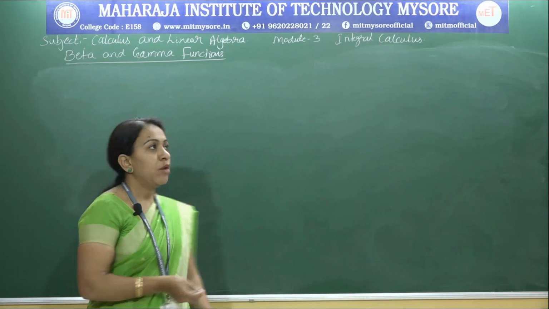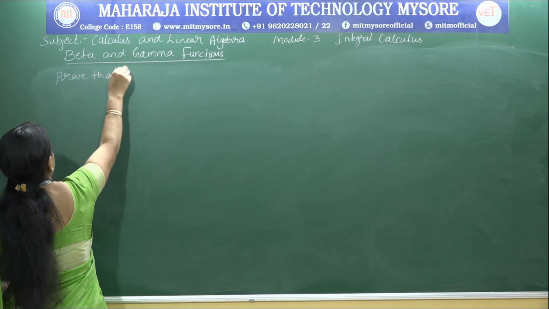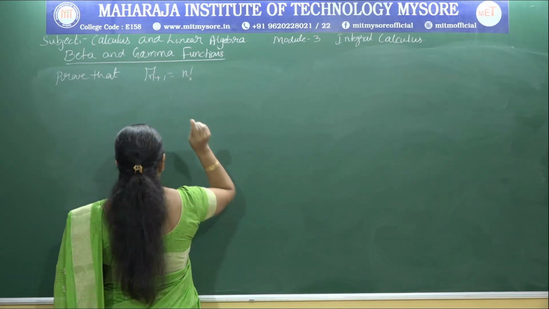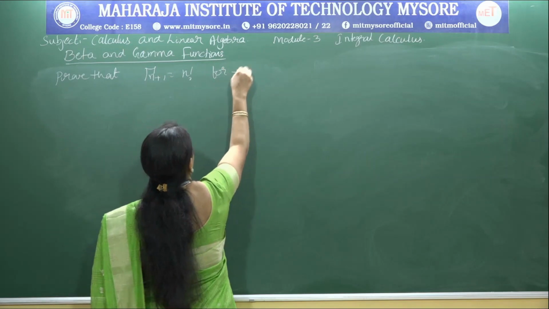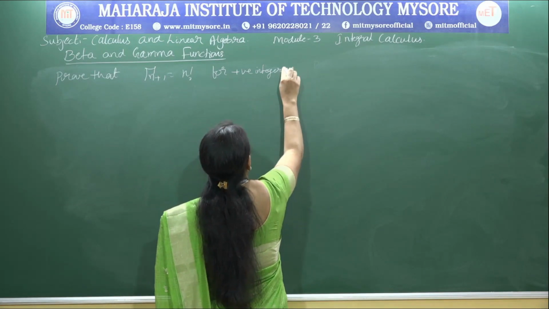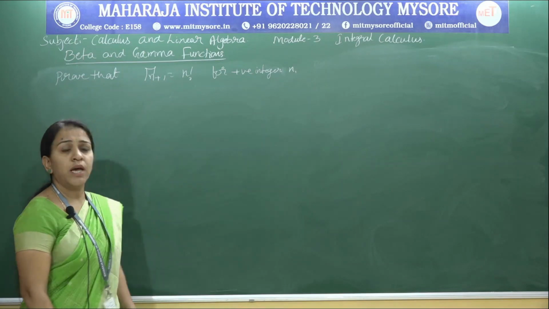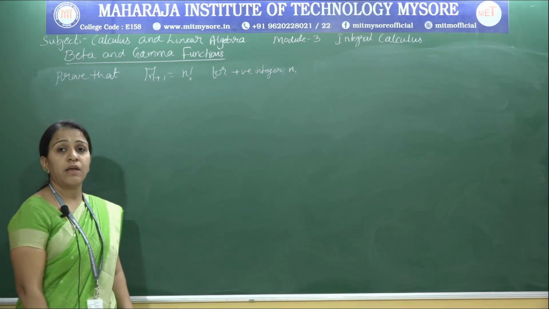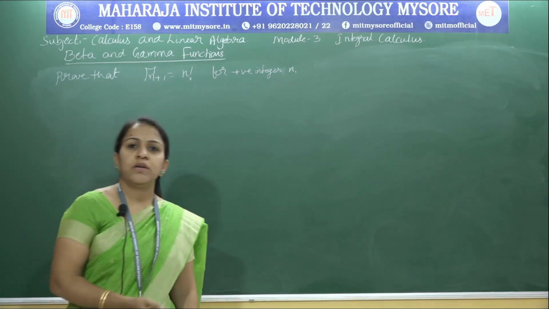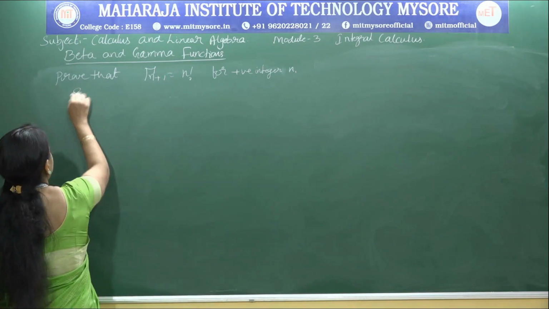Now let me prove the next one. Prove that gamma n plus 1 is nothing but n factorial for positive integer n. N is a positive integer. Then only I can use this formula because we are representing a factorial term. That is a known fact that factorial can be used only for positive integers, right. So how to prove this?